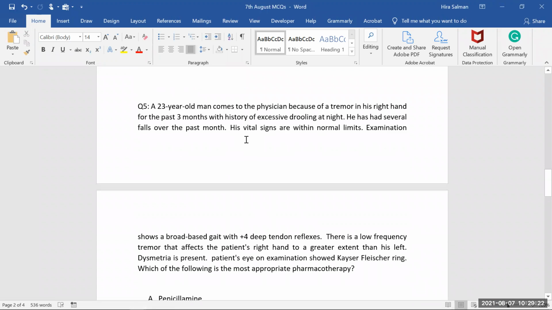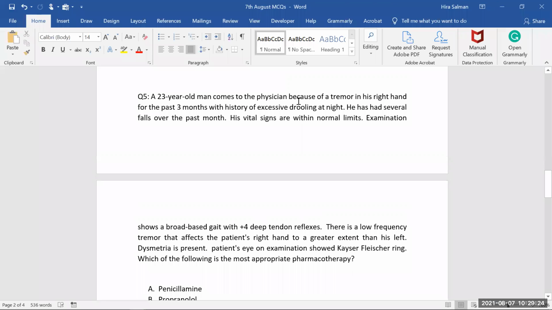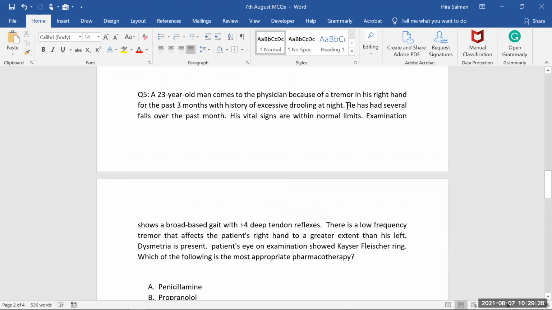Here the question says, a 23-year-old man comes to the physician because of a tremor in his right hand. So tremor, 23 years old, one of the neurological symptoms. For the past 3 months with history of excessive drooling at night, again one of the neurological symptoms. He has had several falls over the past month.